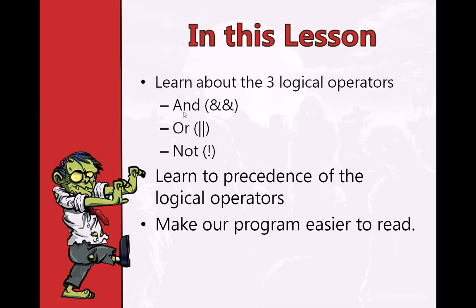We're going to learn the precedence of logical operators. These things happen in a certain order when there's more than one of them in a statement. And then we're going to make our program easier to read. Because last lab we said, well, this code works, but it's kind of clunky with all the breaks and continues and stuff like that in there. It's really kind of hard to read. So we're just going to make our program easier to read.